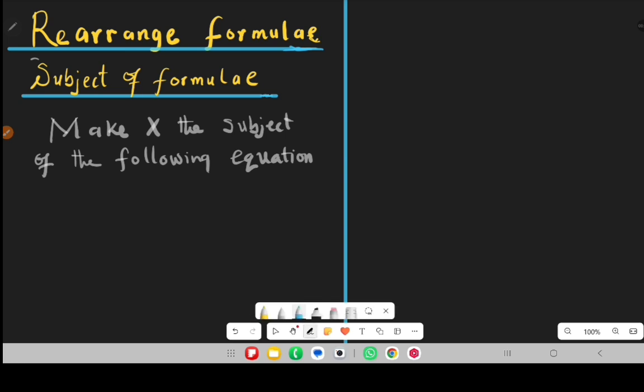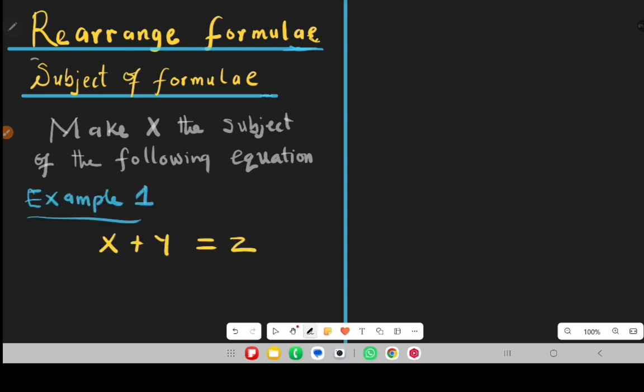We take example 1. Example 1 is x plus y equals z, which looks very simple. Making x the subject of formula means make x stand on one side of the equal sign. What we do here, we write down the equation, which is x plus y equals z. Now to make x the subject, we move plus y to the other side of the equal sign, and when plus crosses the sign of equality, it becomes minus. That is z minus y, which makes x the subject of formula.